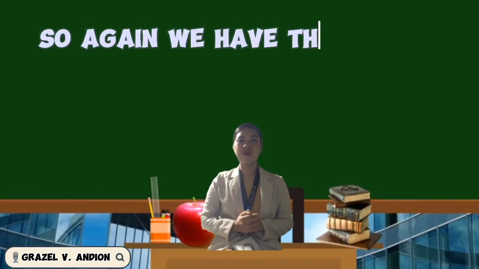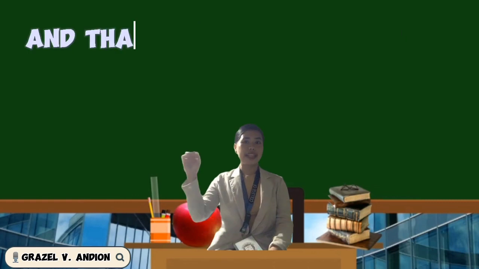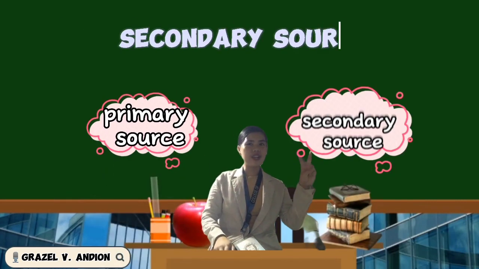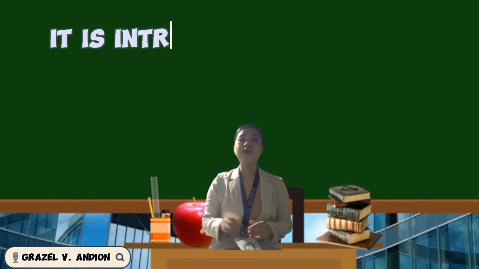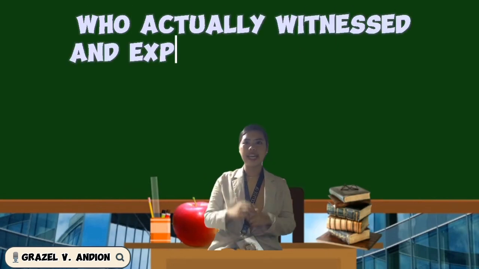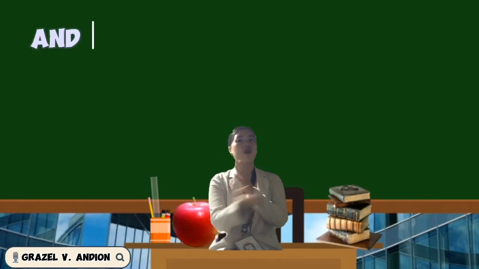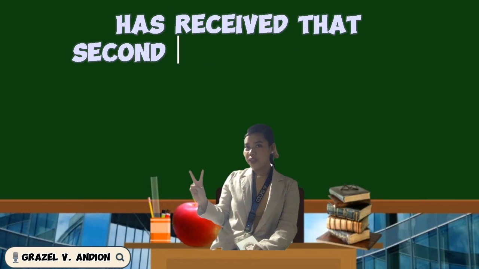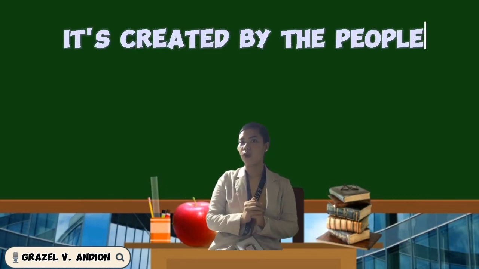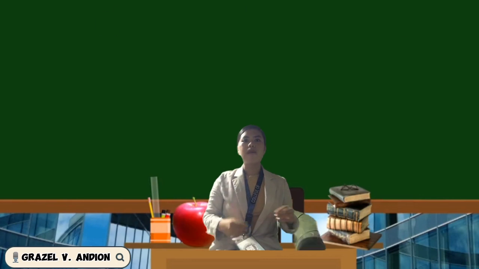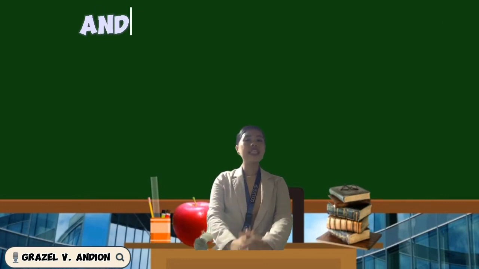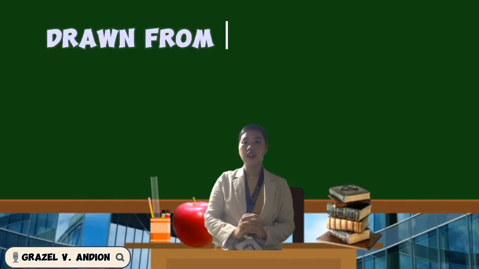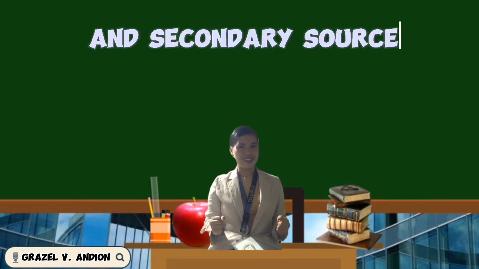So again, we have three types of sources of information, and that is the primary source, secondary source, and of course tertiary source. When we say primary source, it's produced by a person who actually witnessed and experienced an event, or let me say, it is first-hand information. And our secondary source is second-hand information. It's created by people who were not present during the event, but it referenced the primary source of information. And our tertiary source is the collection of data and concepts drawn from primary and secondary sources.